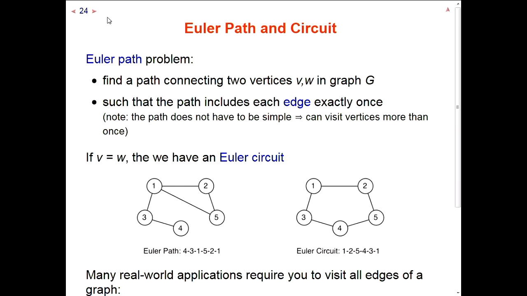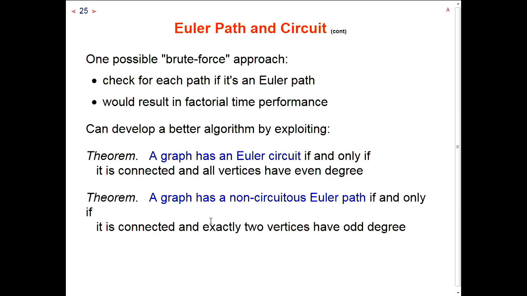When we are not looking for a circuit, but for a path, then the theorem says that a graph has a non-circuitous Euler path if and only if, again, it is connected, and there are exactly 2 vertices that have odd degree. Now, why is that the case?